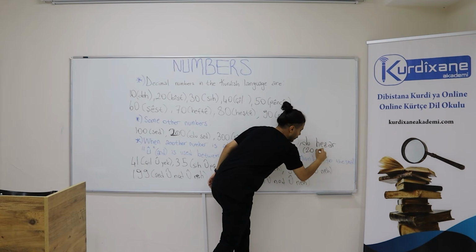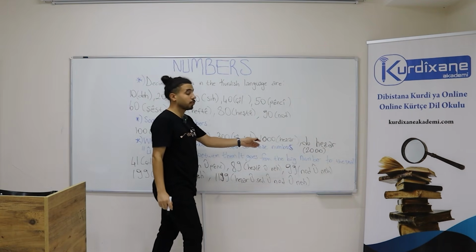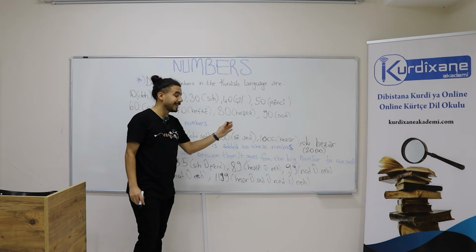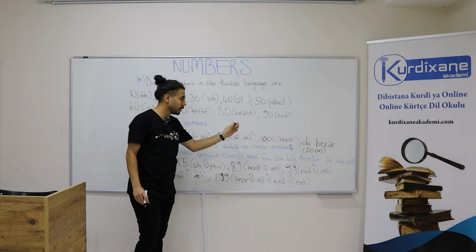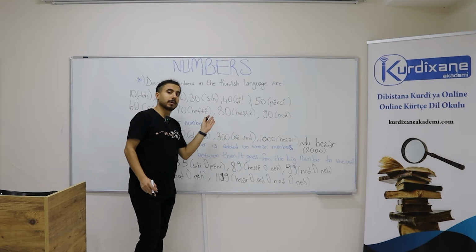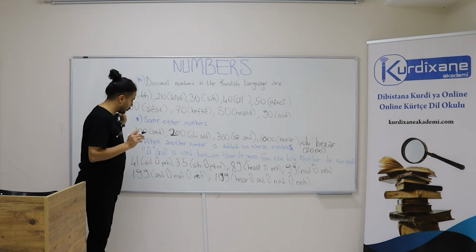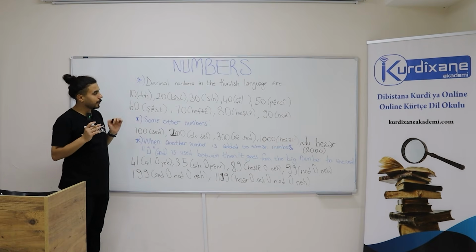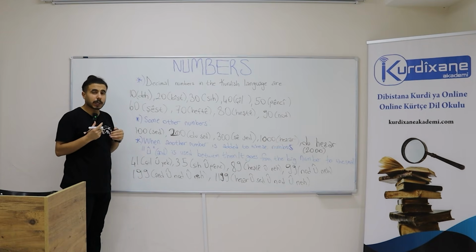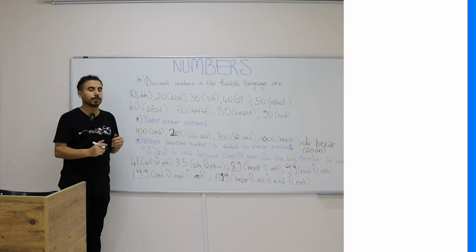Exactly the same logic as the English language. 2,000s, duhazar. Se hazar, 3,000s, 4,000s, char hazar, like this. So finally, I'm going to talk about how to ask how many, how much in the Kurdish language, and then we are going to end the video.